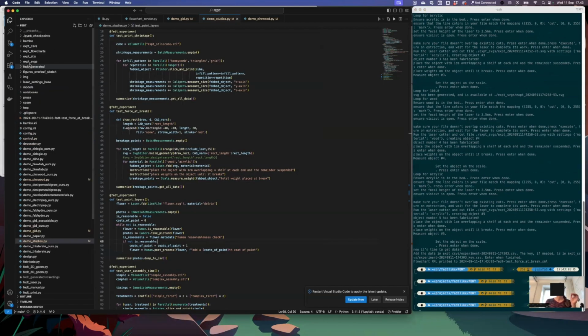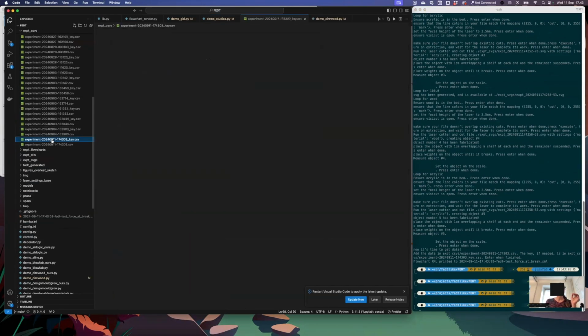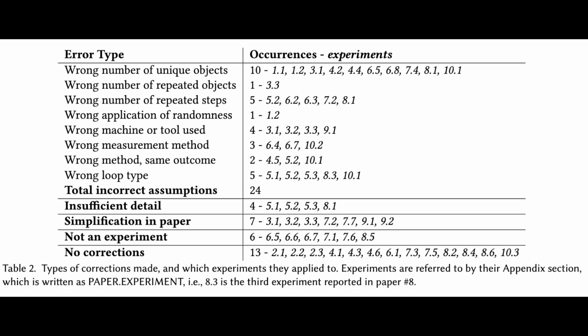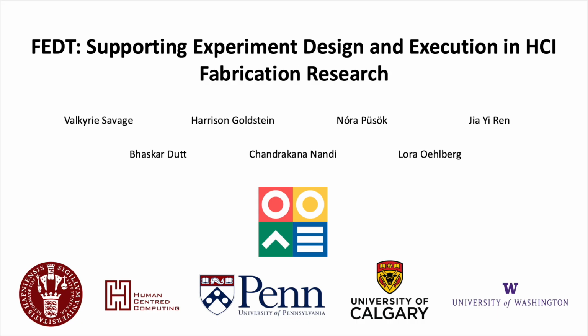Then, we met with authors of all 10 papers to talk with them about FEDT and get corrections to the experiments we had modeled. We discussed the types of mistakes that we made in modeling, as well as their implications for future work on the tool. FEDT invites a discussion about the replicability of experiments in fabrication research and the future of research tools for open science.